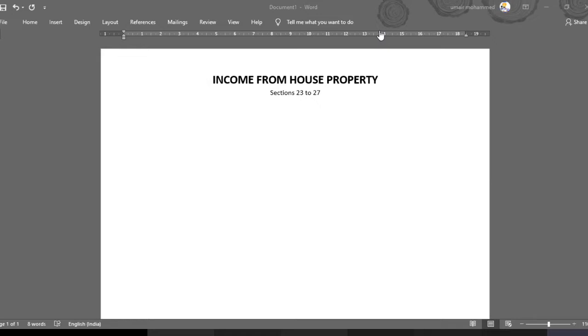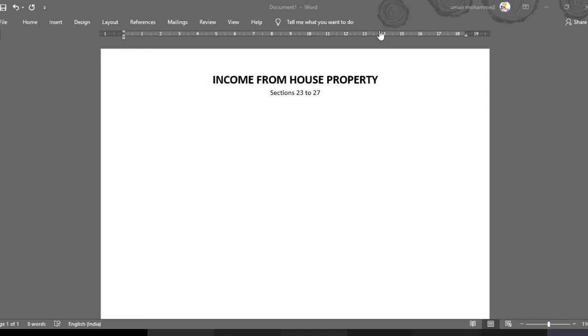So now the question is, is this income from house property, the rent that I'm getting from my vacant plot of land, which was idle all these days and is now being used for parking purposes, and I'm getting rent from this land?